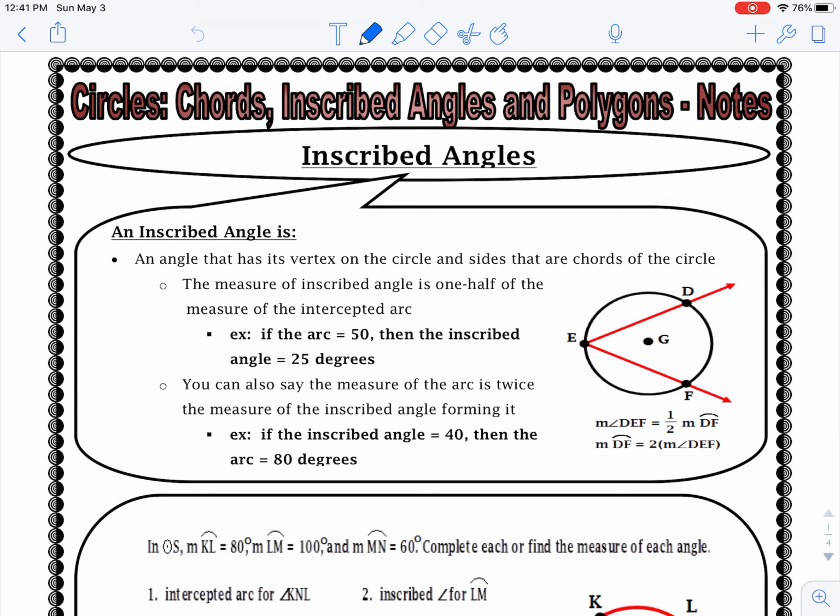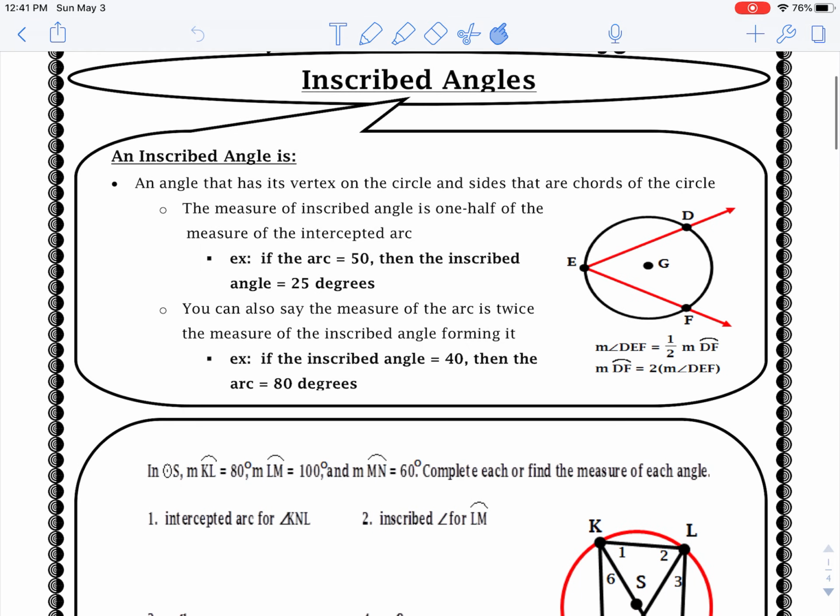This is page 1 of circles, chords, inscribed angles, and polygon notes. So the first part is going to talk about inscribed angles. An inscribed angle is an angle whose vertex is on the circle. It has an intercepted arc.